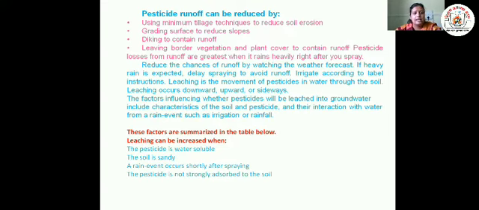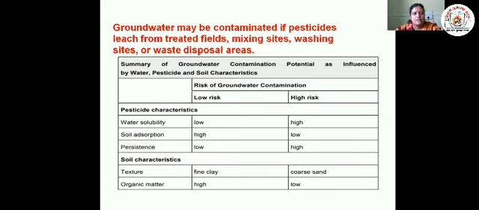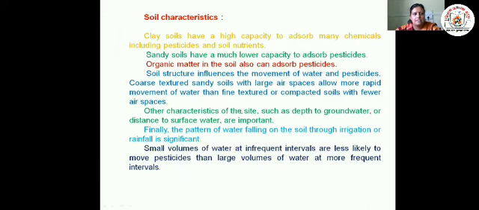This leaching can be increased if the pesticide is water soluble, the soil is sandy, a rain event occurs shortly after spraying, and if the pesticide is not strongly absorbed to the soil, there is a loss through leaching or runoff. This is also the table showing the risk of groundwater contamination, low risk, high risk. When low risk is there, when high risk is there, these are the pesticide characteristics. Accordingly, the low risk and high risk table is given.